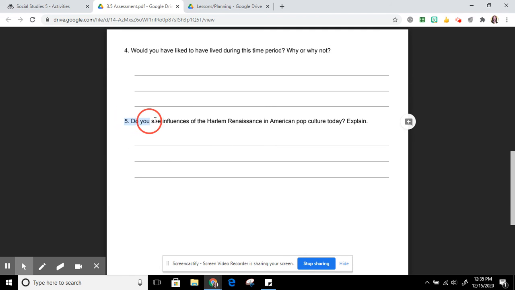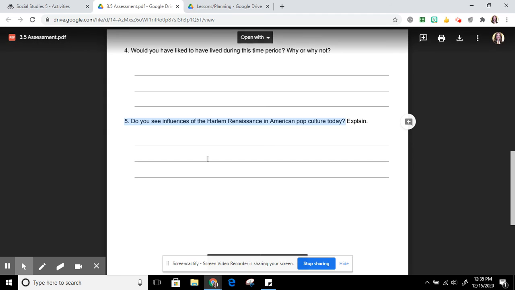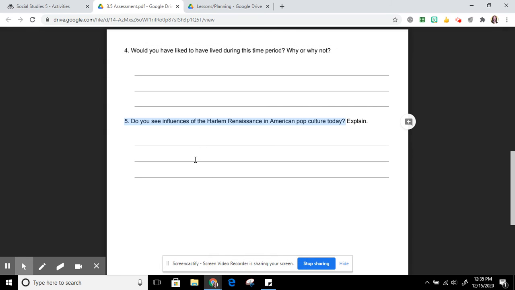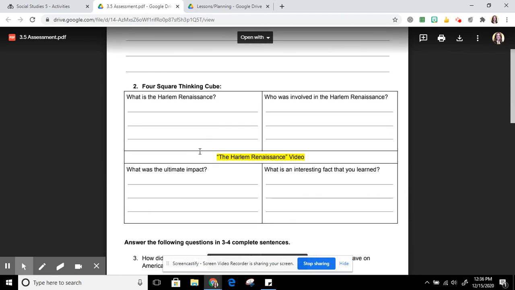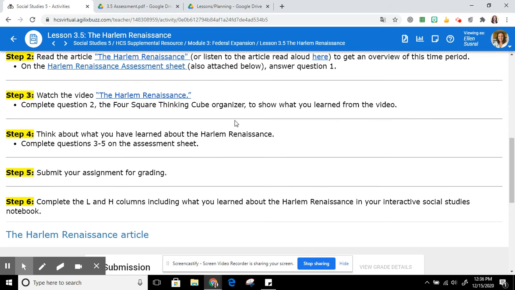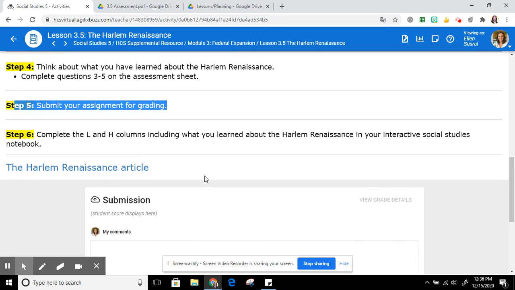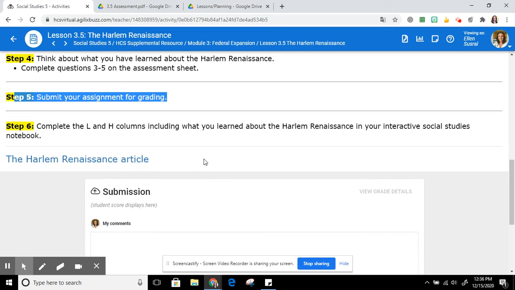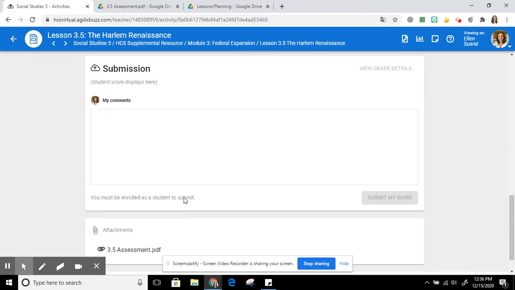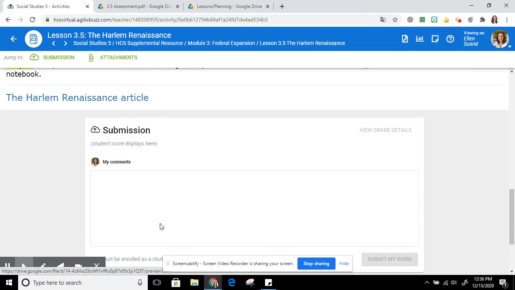And then number 5, do you see influences of the Harlem Renaissance in American pop culture today? Explain. And 3 to 4 sentences, do you see the influence of Harlem Renaissance in what we see in today's culture? Okay, and you're going to answer that in 3 to 4 sentences. Okay, so that's your assignment. Step 5 is you're going to submit the assignment for grading. You're not submitting your KWLH chart. You're submitting this 3.5 assessment.